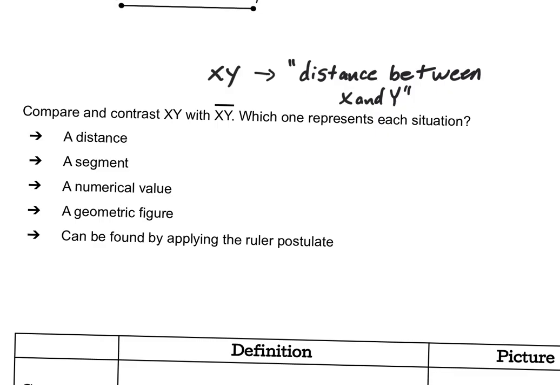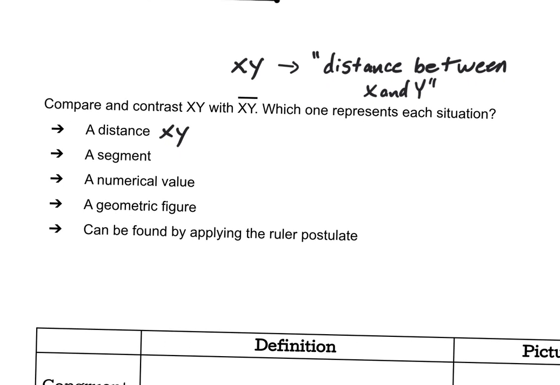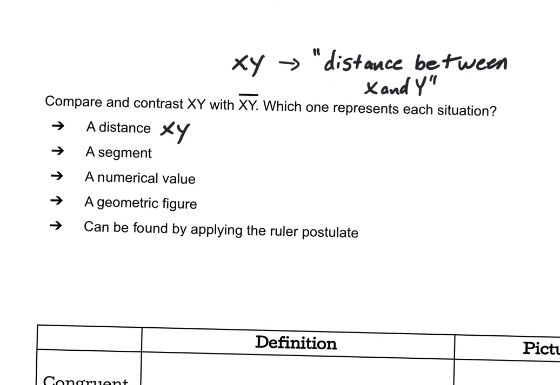So if we're trying to differentiate between the two here, XY, we talked about this just a second ago, with no symbol above it, is distance. So when it says distance, we would use XY. When we are trying to name a segment, we will use XY with a line above it. No arrows, just a line. That's the symbol for segment.